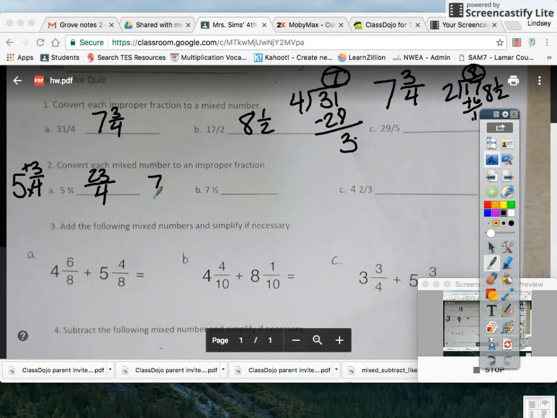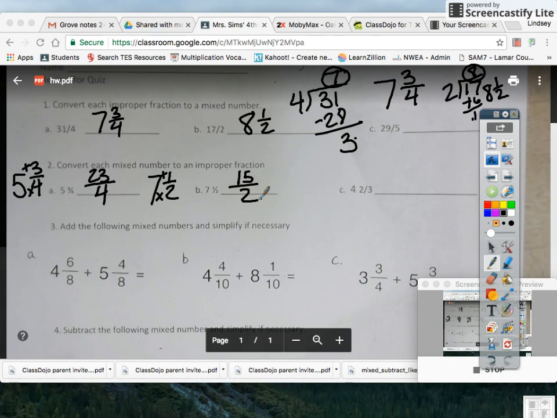For here, 7 1/2, you're going to multiply 2 times 7, which is 14. Add the 1, 15. 15 halves. Okay.